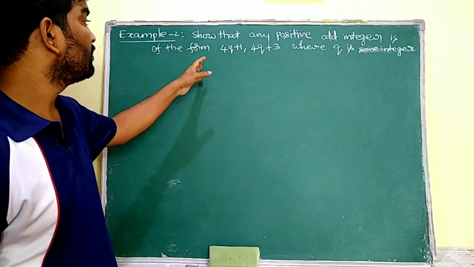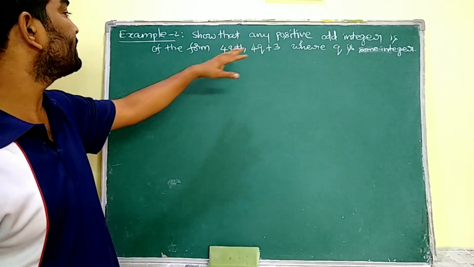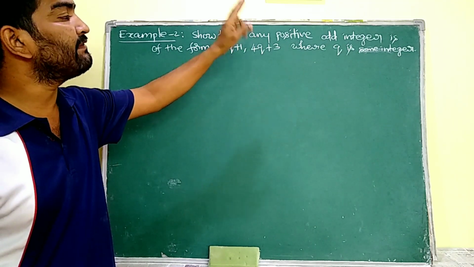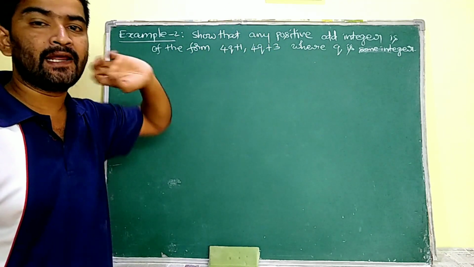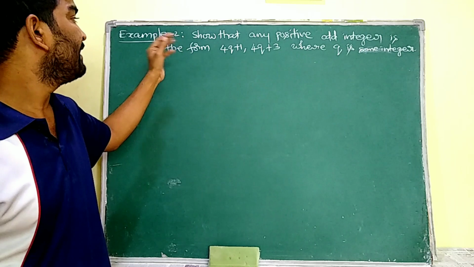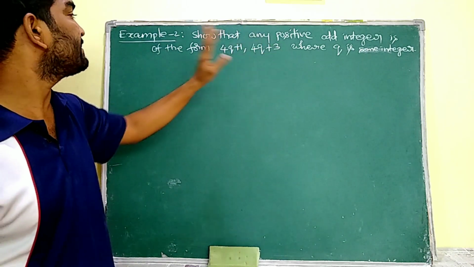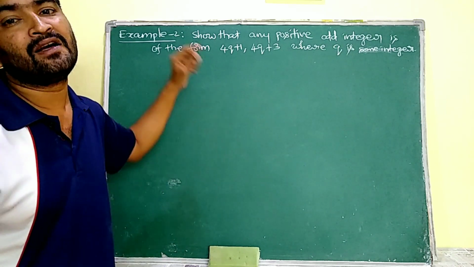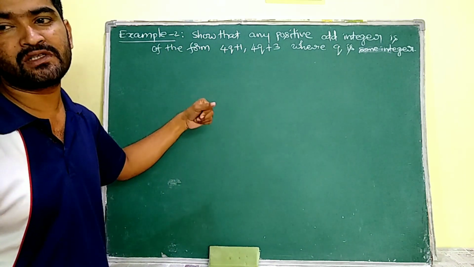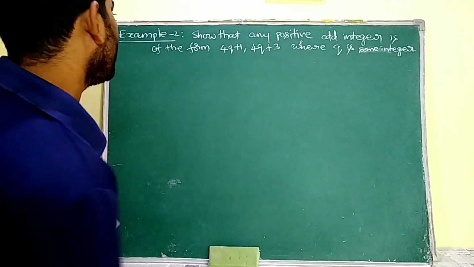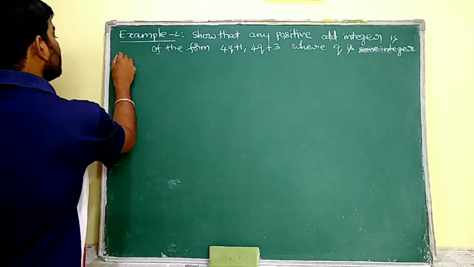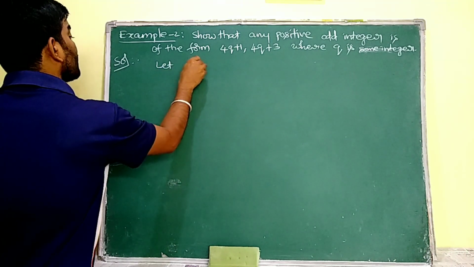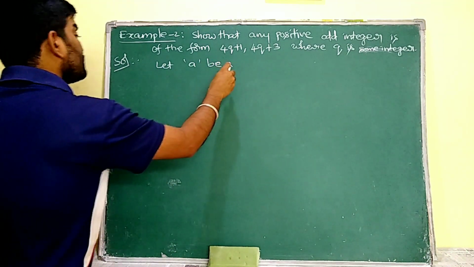See, example 2. Show that any positive odd integer is in the form of 4q plus 1 or 4q plus 3, where q is some integer. And they may ask you to prove that any positive even integer is in the form of 4q plus 2 or 4q plus 4 also. Now I am going to solve both questions in a single one. For that, firstly we have to assume the positive integer. Let a be a positive integer.